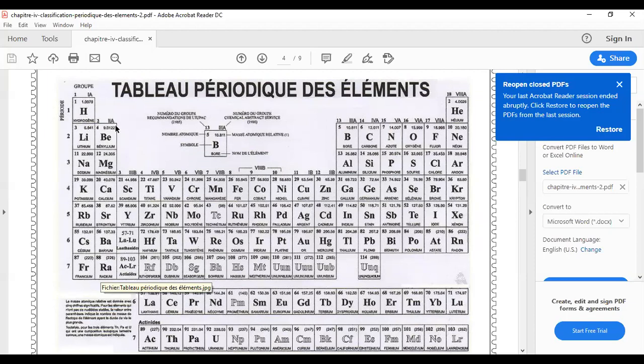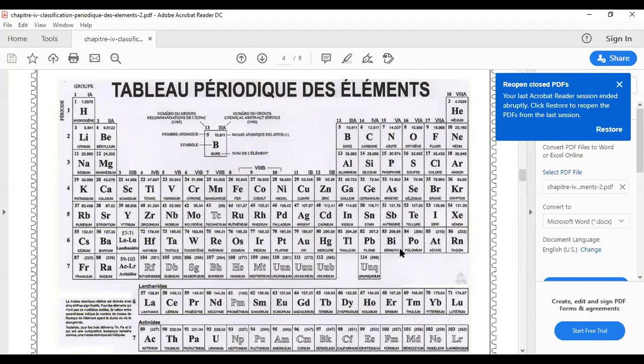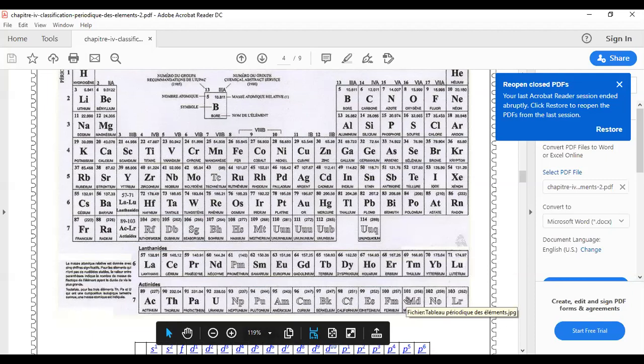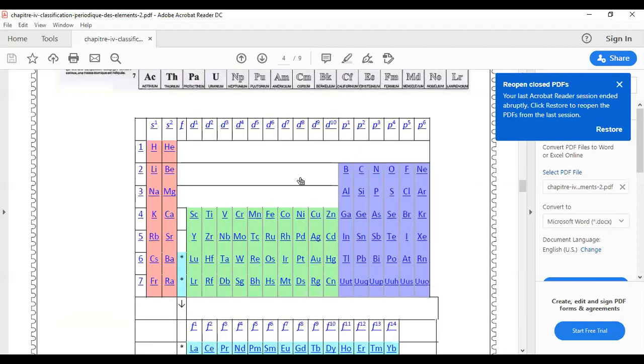Then the transition metals which are found in the middle here are called the D block. The non-metals which are found here are called the P block. Then these which are down here, which are removed, are called the F block. In simple terms, group 1 and group 2 are S block, the middle part is the D block, and the non-metals are the P block.